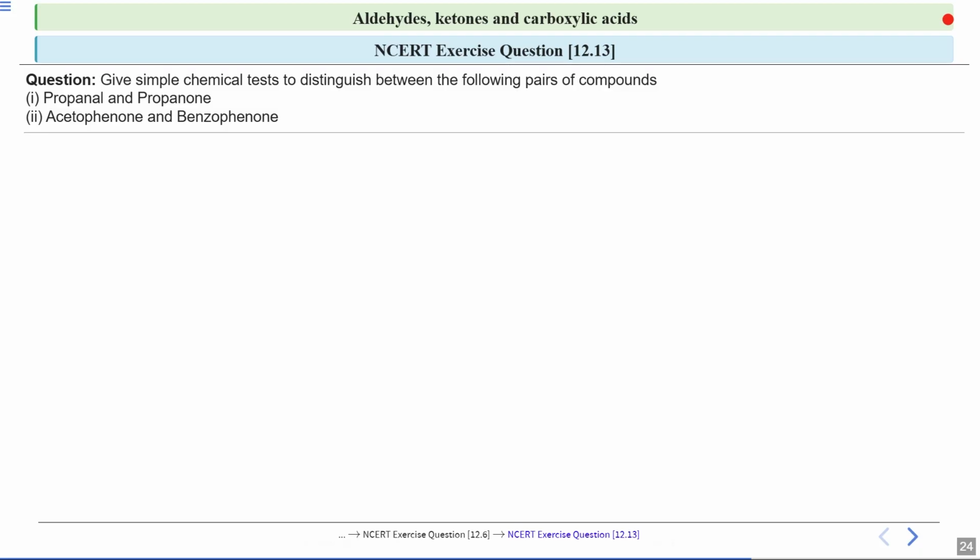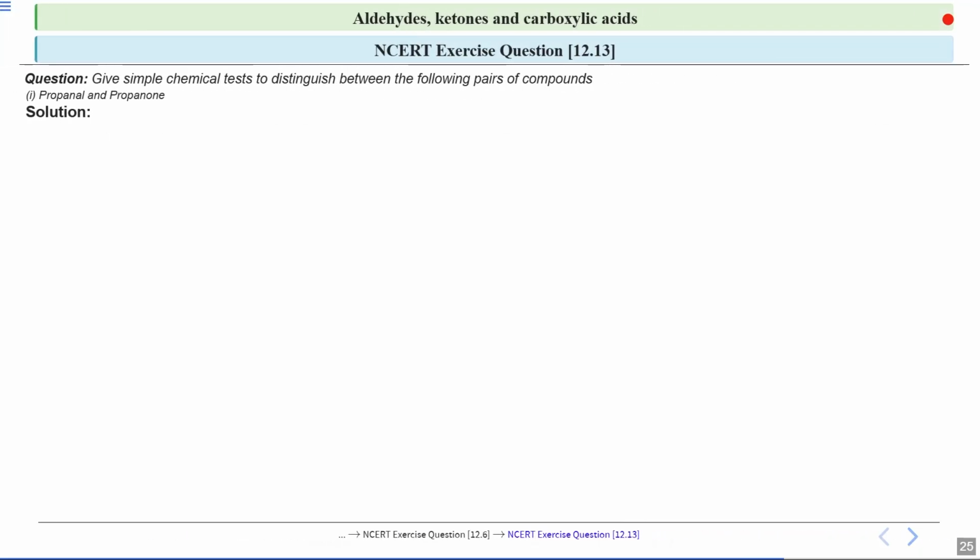First, propanal is an aldehyde and propanone is a ketone. But in the second pair, both are ketones. So you have to give a test where you can distinguish an aldehyde from a ketone, and a test for where both are ketones. If we see the solution part, for propanal and propanone, it is important to remember that the first is an aldehyde and the second is a ketone.